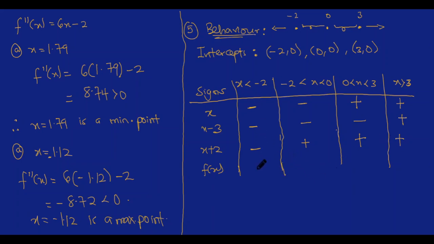So we can multiply these signs to know the sign of f of x at these regions. So this becomes positive, this becomes negative, and this is positive. So we know how the values of the function will look like at that point. So using all the information that we have, we can now sketch the curve.